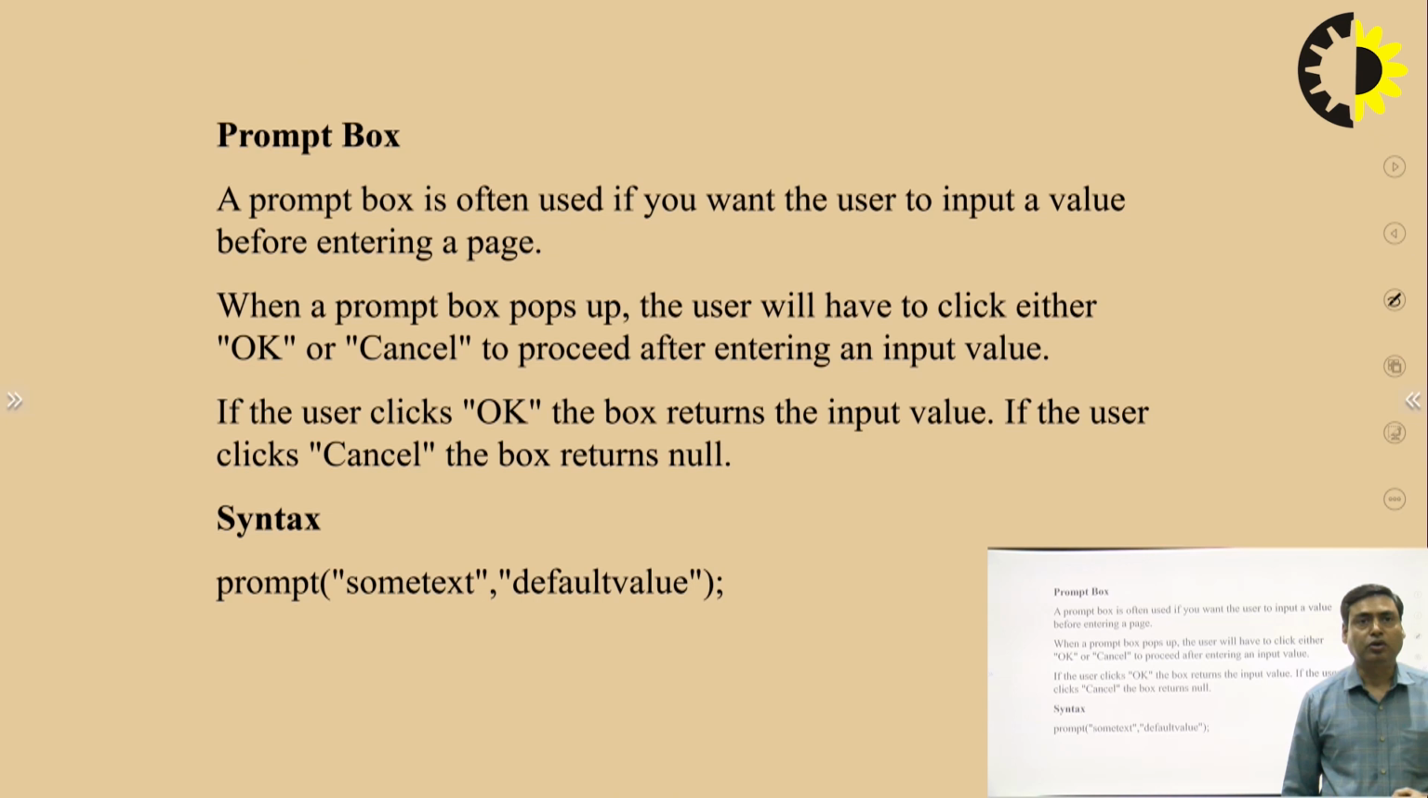Next is the prompt box. The prompt box is to take a value from the user. Alert just gives information, not taking any value. You are bound to click on the OK button. The confirm box is also not taking any input from the user. You have only two options, one is OK and second is Cancel.